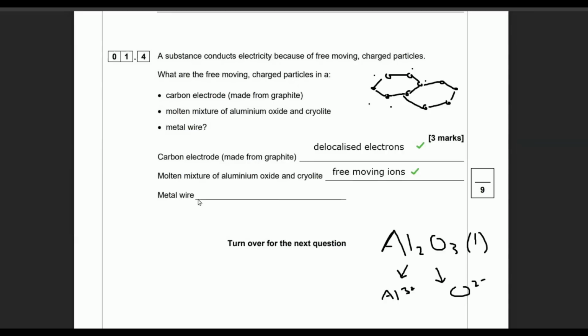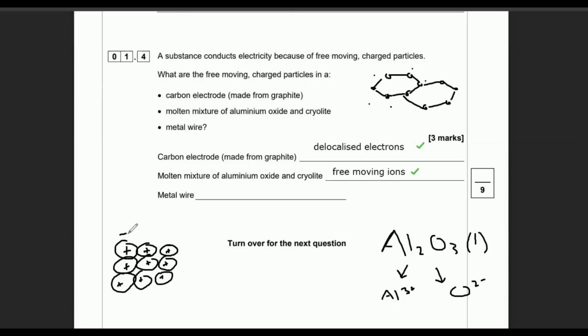Now, in a metal wire, what are the free moving charged particles? Well, metals are arranged in this structure. You've probably seen it before. It's a regular structure with rows of metal atoms together. Now, are they atoms? No, because what they do is they lose their outer electron, leaving behind positive ions like this. We draw a little circle with a plus. So they're not actually atoms, they're metal ions. But these aren't free to move.